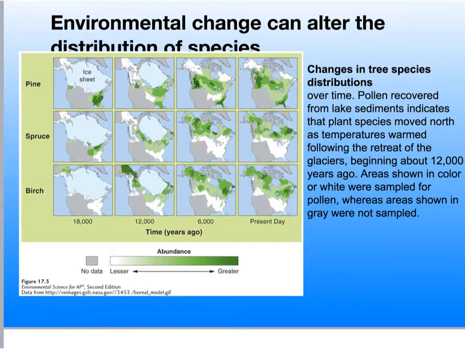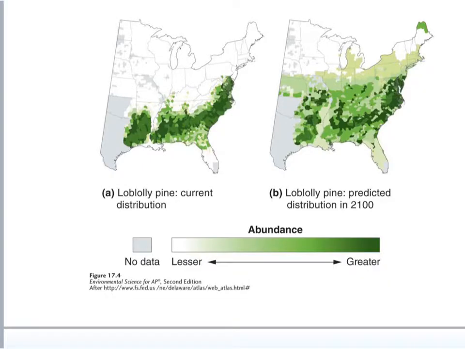So in other words, the loblolly pine is expected to move from our area, our southern area, and then be distributed north. This diagram shows the loblolly pine and how it's expected to be distributed differently by the year 2100.